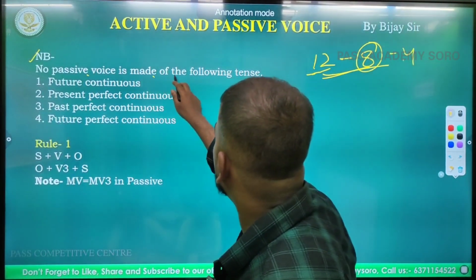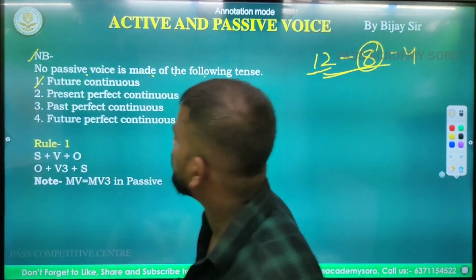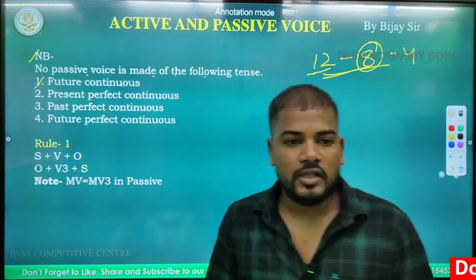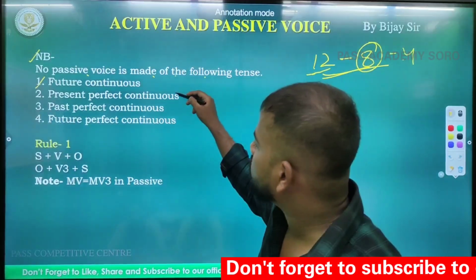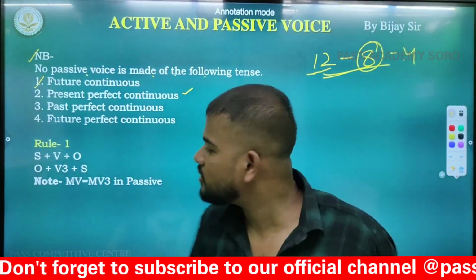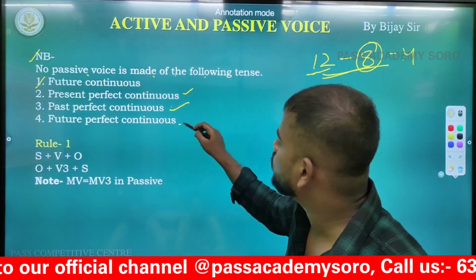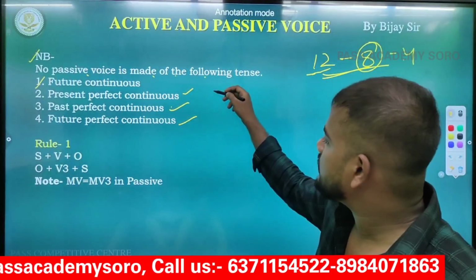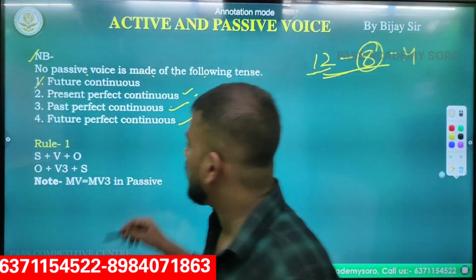So passive voice is made of the following tenses. What are the tenses we cannot convert? One is future continuous. We cannot convert active voice into passive voice if the sentence is in future continuous. Then present perfect continuous, then past perfect continuous, then future perfect continuous. We cannot change the tenses of these four sentences into passive voice.